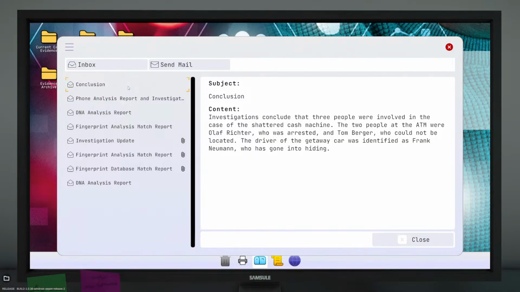Like, that's it? That's the first time that's happened. What are you gonna do? Nothing we can do here.